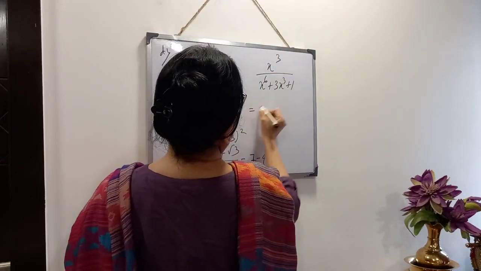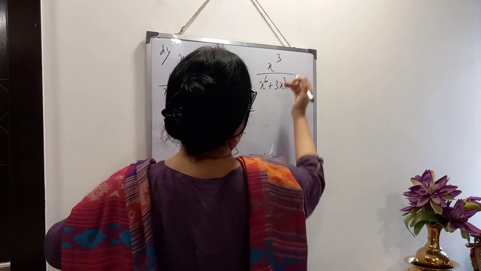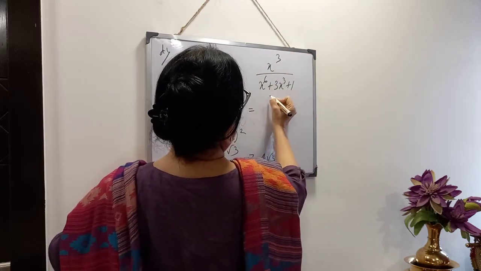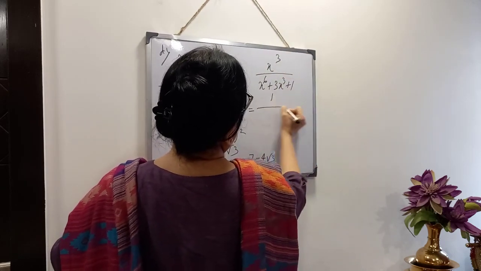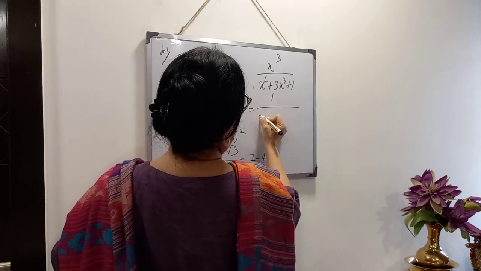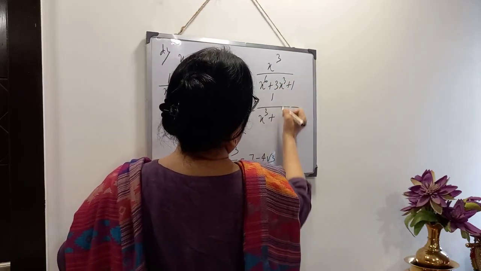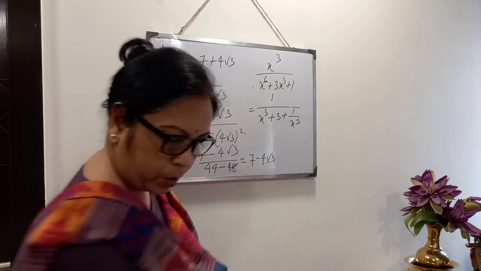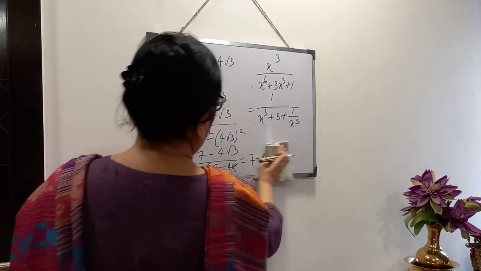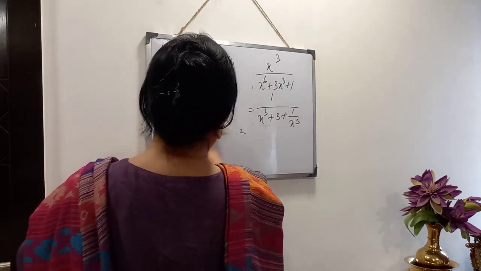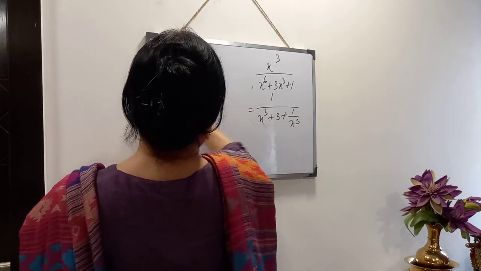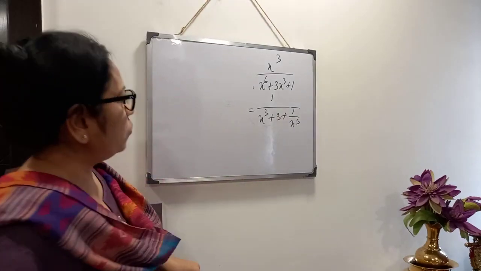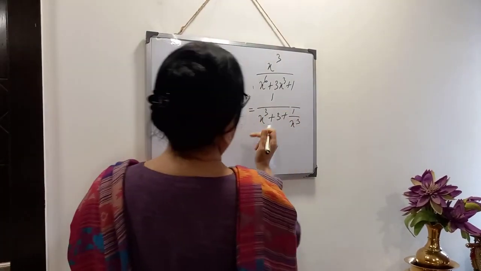So here you divide both numerator and denominator by x cube. So numerator is coming 1, and the denominator will come x cube plus this 3 plus 1 by x cube. Why I have done this? It will be clear here now. See, next step. We'll put it in formula.